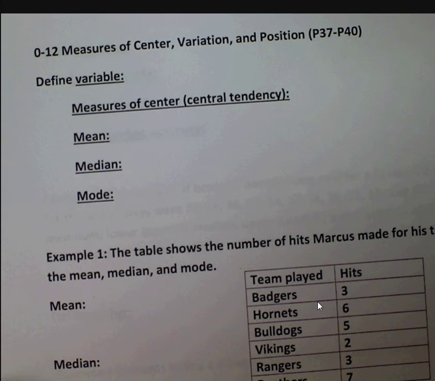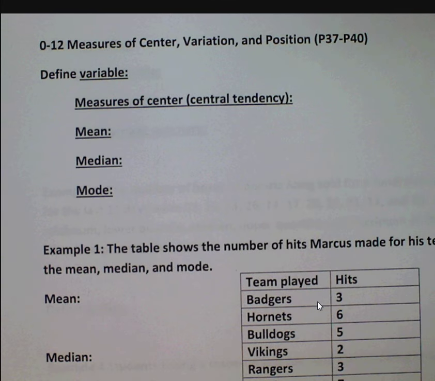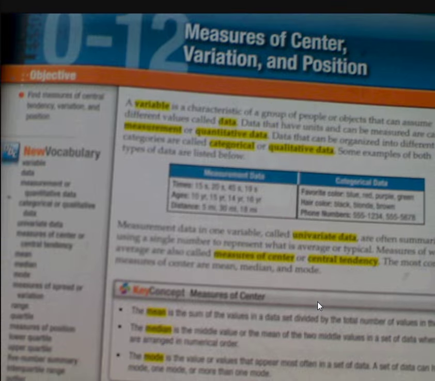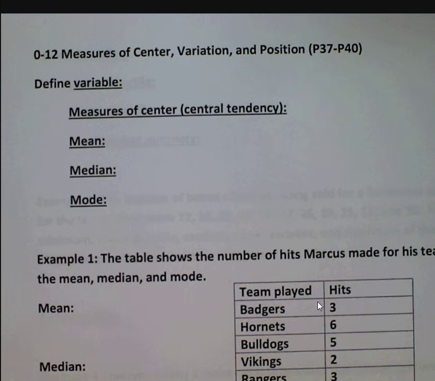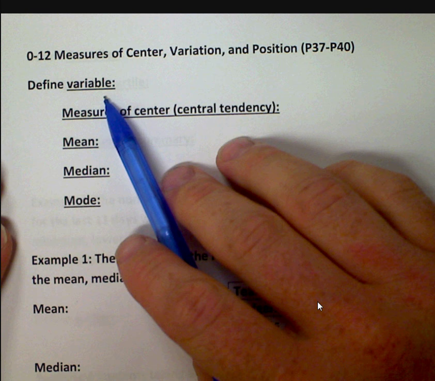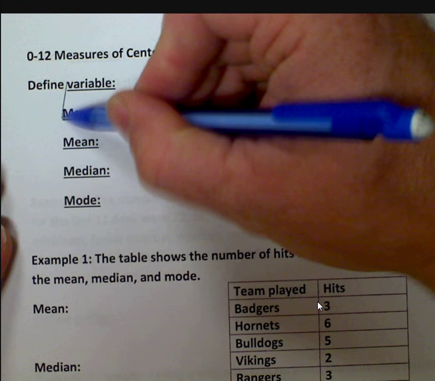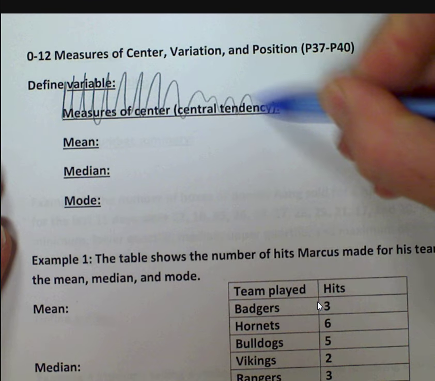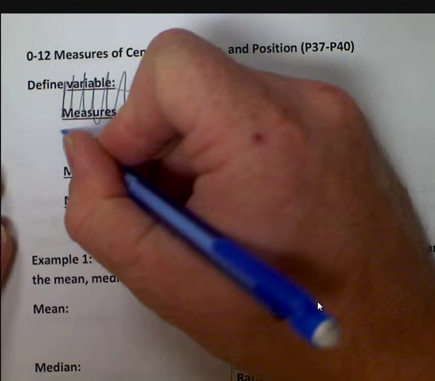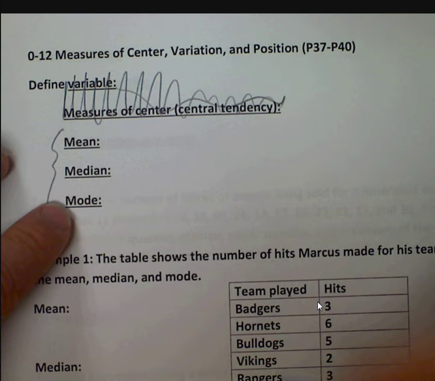We are on 0-12, measures of center and variation, found on P37. I have defined variable and then defined measures of central tendency. I'm going to go ahead and cross those out. But what we do need to have is the mean, median, mode.